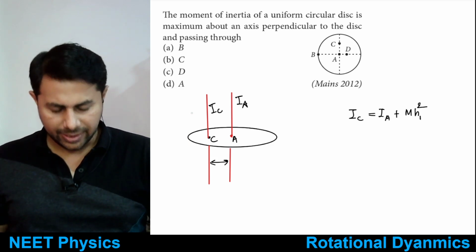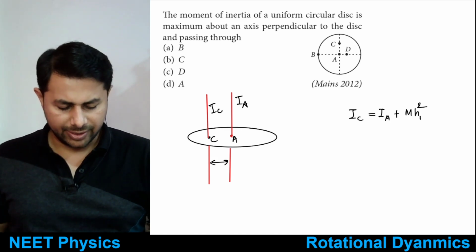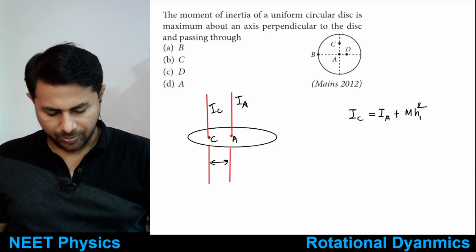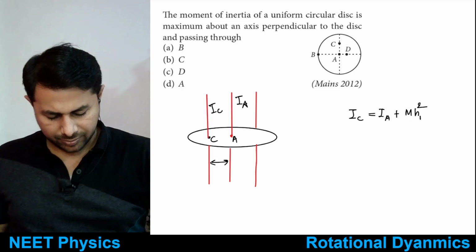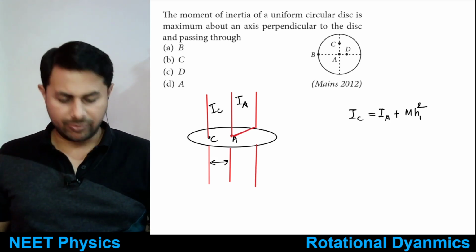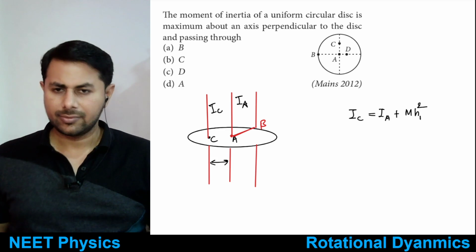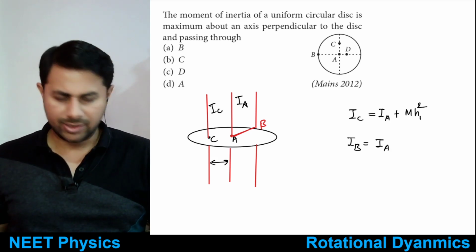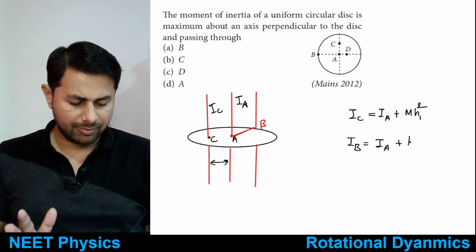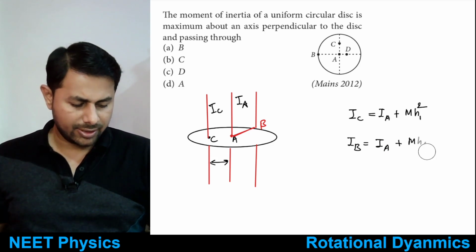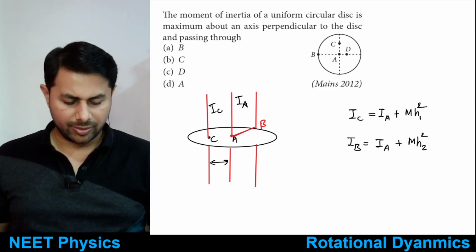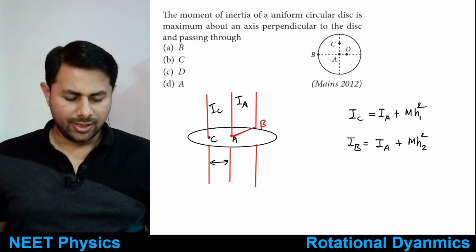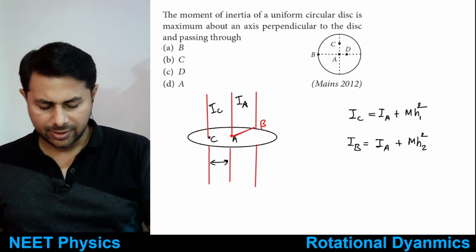So not at this edge, some other edge you can say, but it's the same thing. Okay, so point B is here. So for point B, how much is this distance? This distance is equal to r, right? So what is IB? IB is equal to the moment of inertia about the center, that is IA plus m times h square. So let's say h2 square, but this distance would be greatest, right? This is the greatest distance, and that's why the moment of inertia about B is greatest.